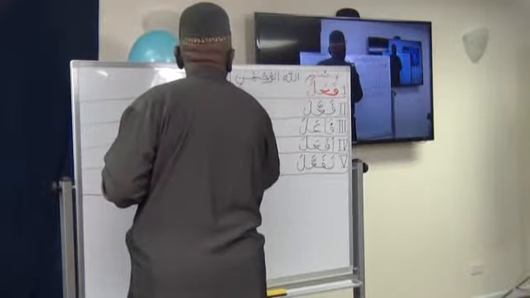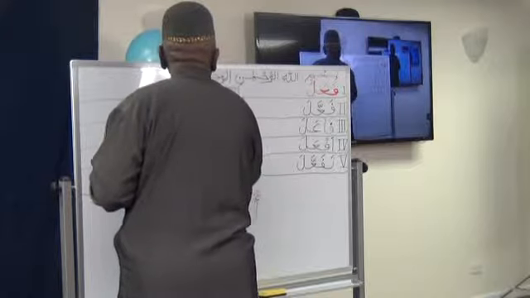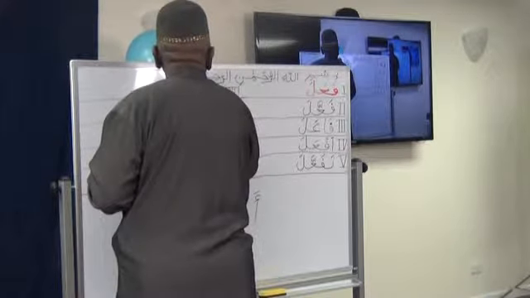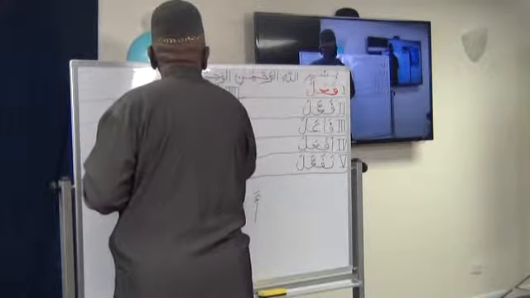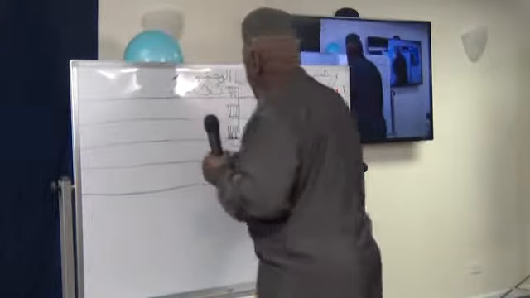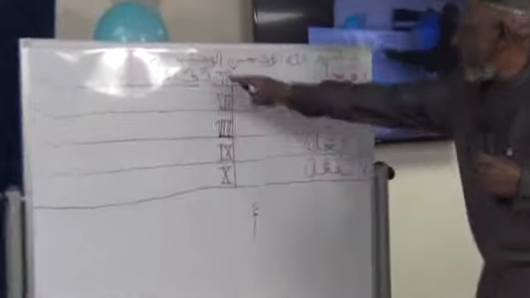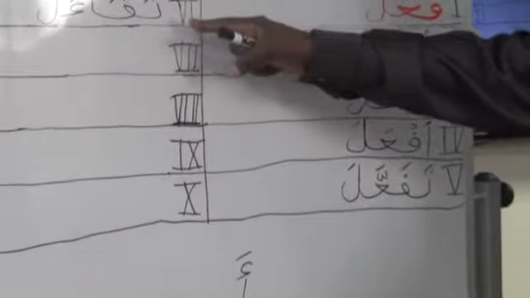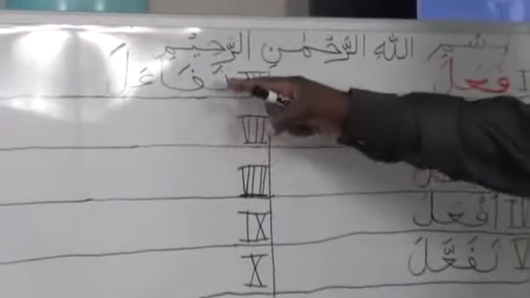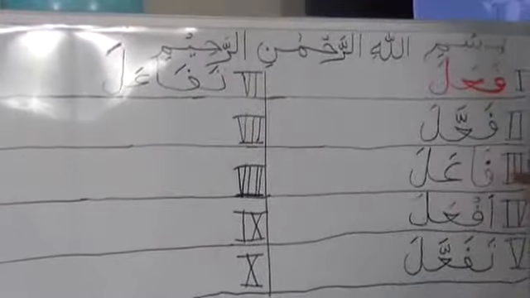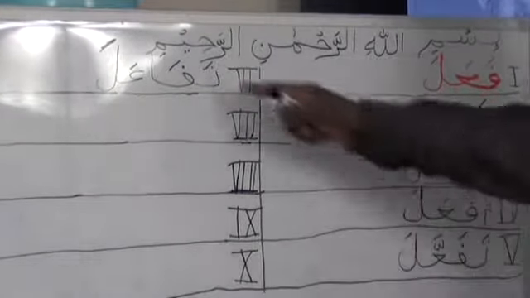Tafa'ala. All right. So again, this is reciprocal and what? Reflexive. You see? Now with the ta, it didn't try to hide and be something else. It's reciprocal and it's reflexive.